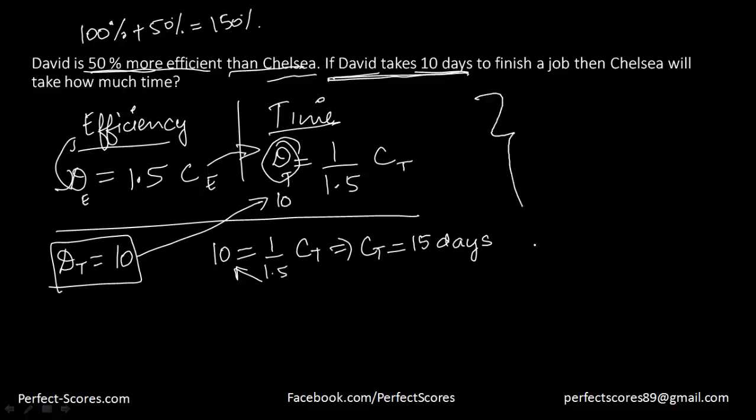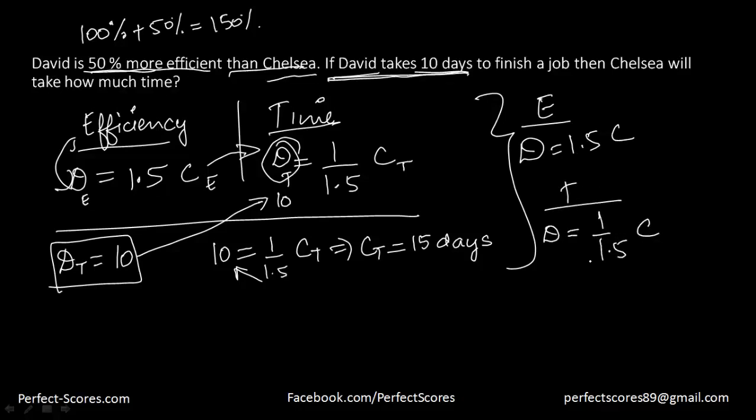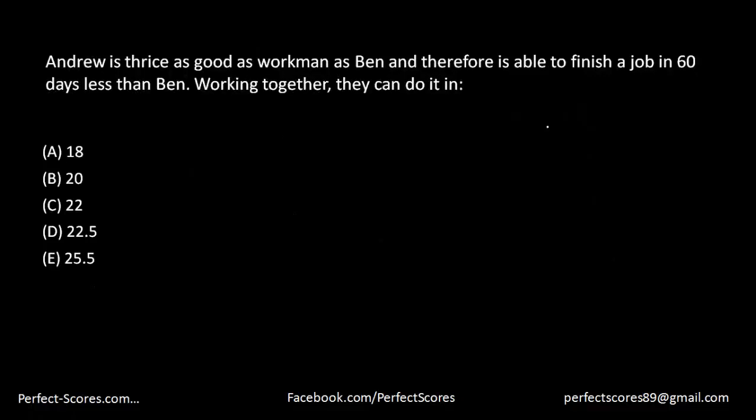Now what concept are we using here? We're using the same concept: if in terms of efficiency, David is 1.5 times Chelsea, then in terms of time taken, David would be 1 by 1.5 times Chelsea. This is the concept that we are using because we know that efficiency is inversely proportional to the time taken. Right. So I suppose everyone has understood this one over here, right? Let's make it a little bit more tough, right?